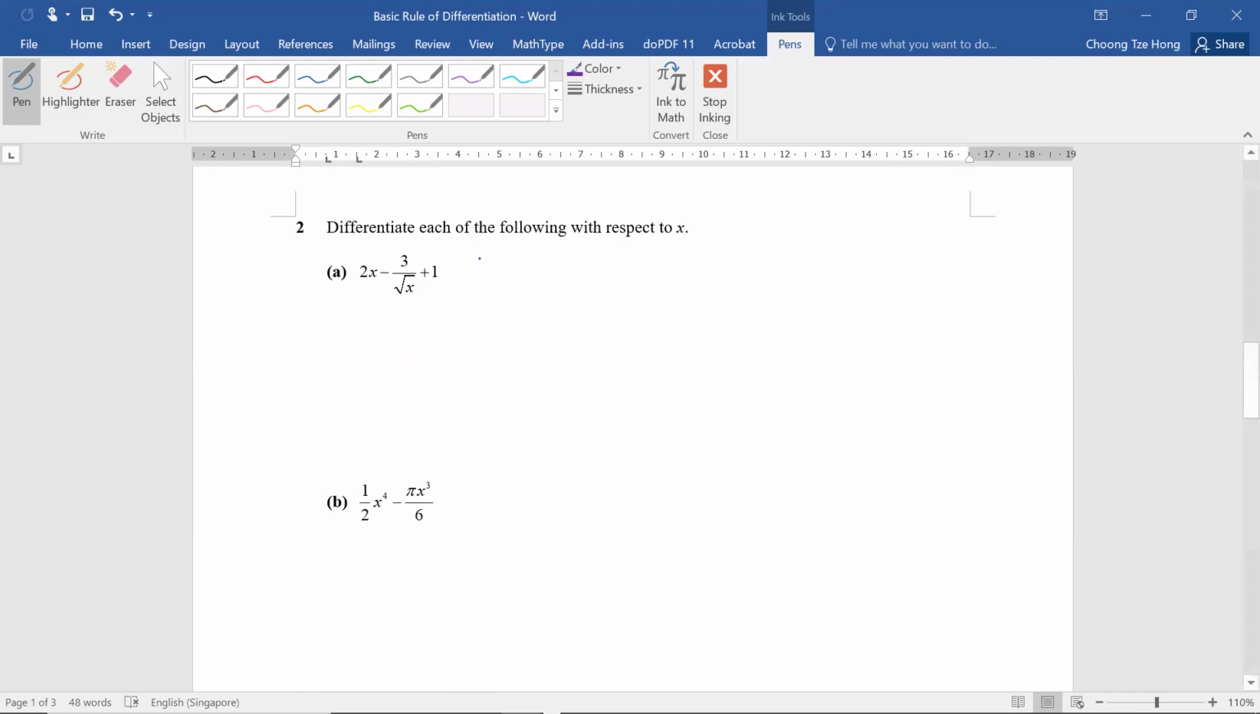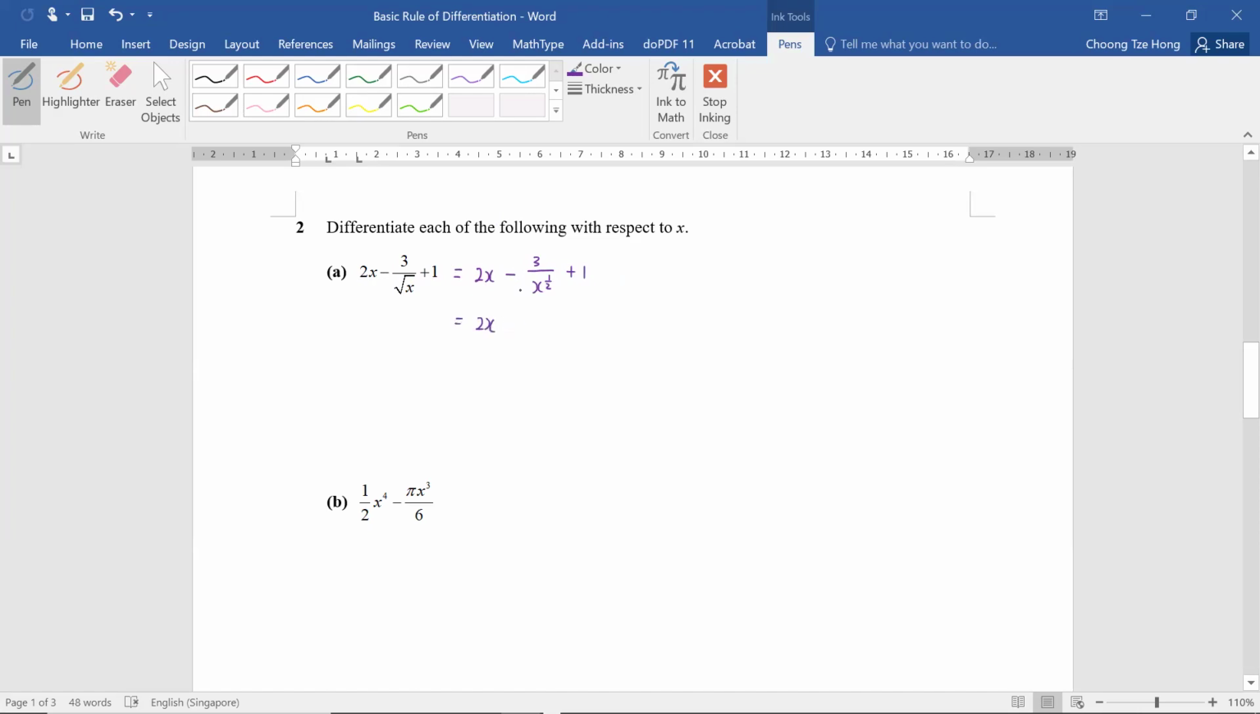Right? But the same thing, what we want to do is prep the entire thing for differentiation. So 2x, there's nothing to change. Then this one, I'll do it in 2 steps. Square root x will be x to the power of half, then plus 1. Then we continue.